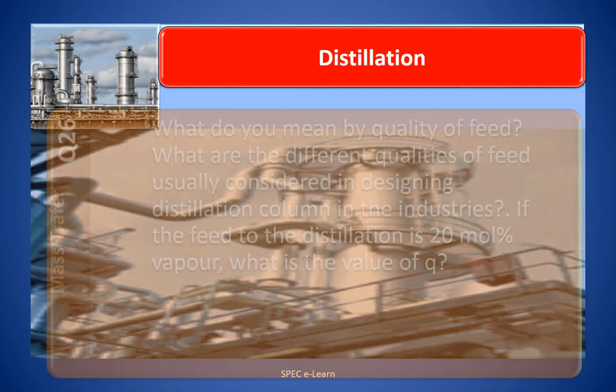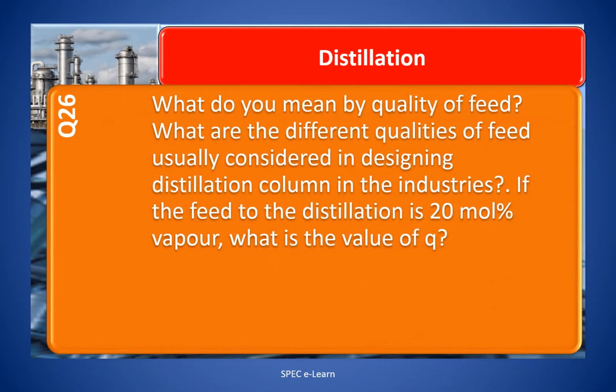Question number 26. What do you mean by quality of feed? What are the different qualities of feed usually considered in designing distillation column in the industries? If the feed to the distillation column is 20 mole % vapor, what is the value of Q? Your time starts now.